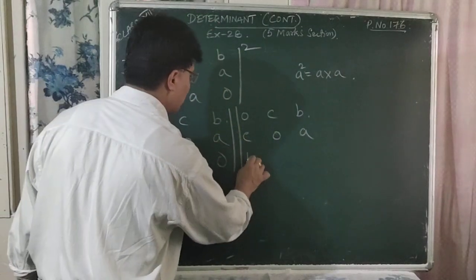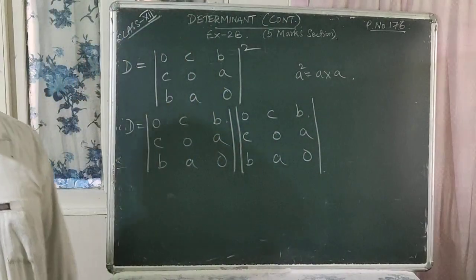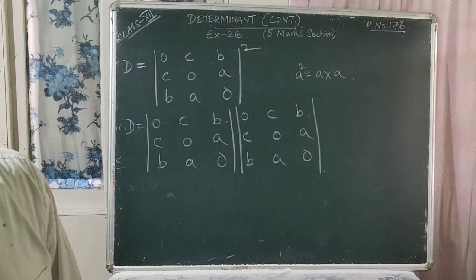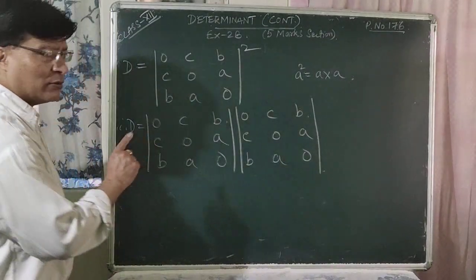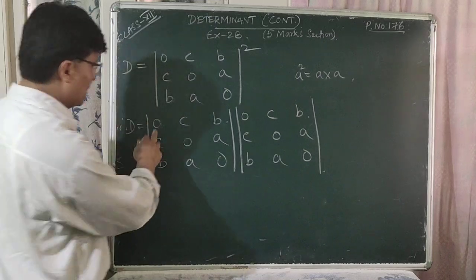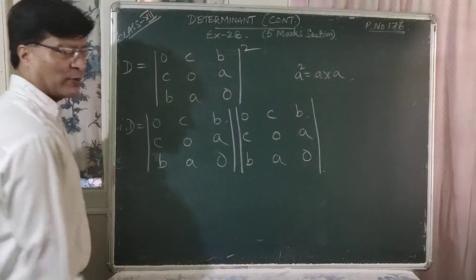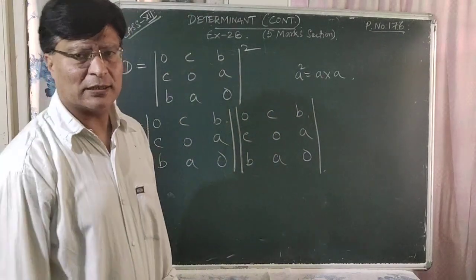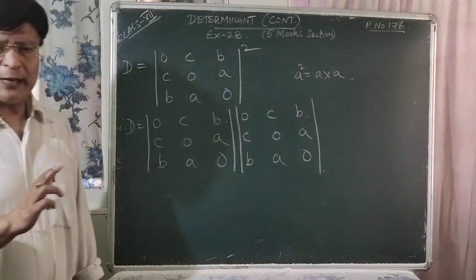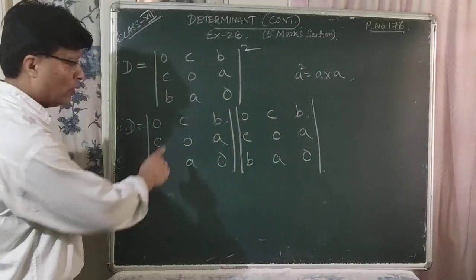Then again you have to write down the determinant, that is 0, c, b; c, 0, a; then comes b, a, 0. So how can you multiply these two determinants? When you multiply, we should not do it as 0 into 0 is 0, then c into c, c square, b into b, b square. We should not do it that way. In case of determinants, if you multiply the two determinants, you have to multiply row by column or row by row.